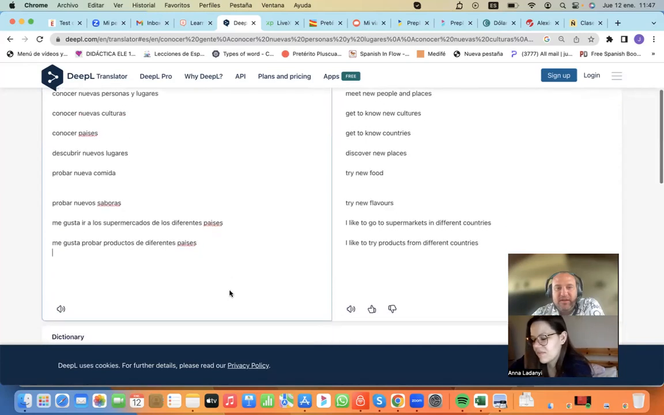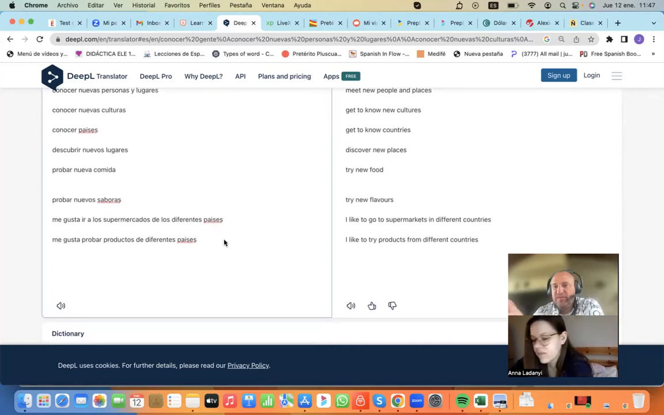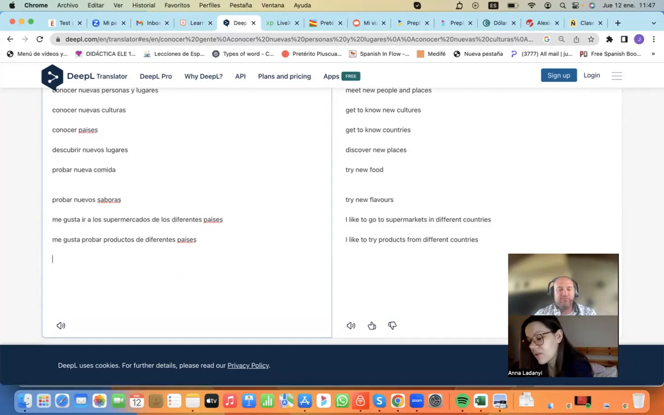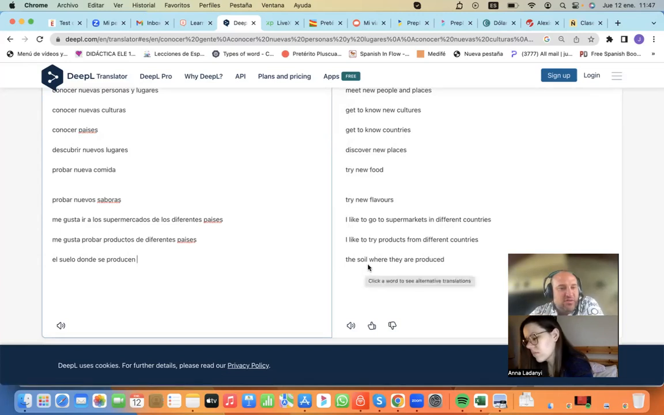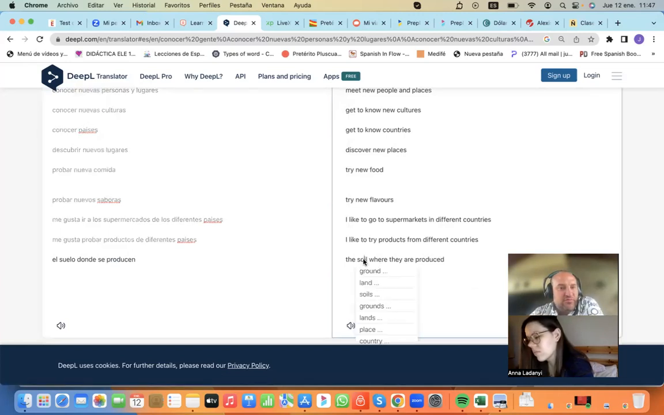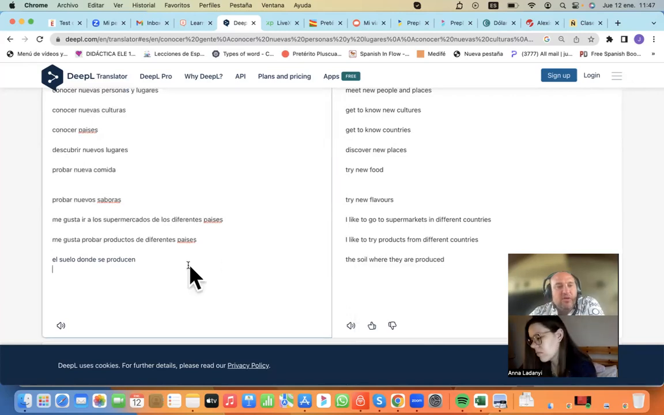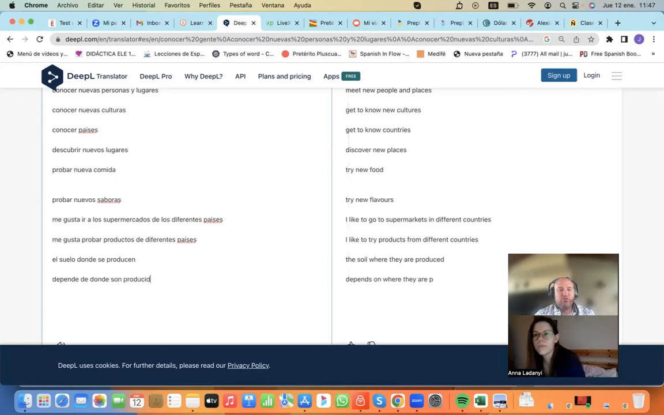Yes, and I think it's because of the ground, por el suelo, o donde se producen. So the soil, where they are produced, the ground, the land. Depende de dónde son producidos. Depende is depends, okay? Depends on where they are produced.